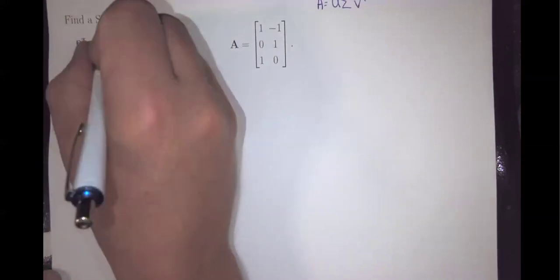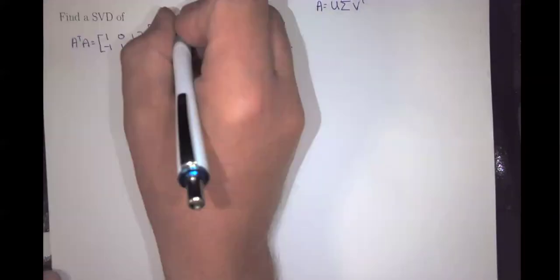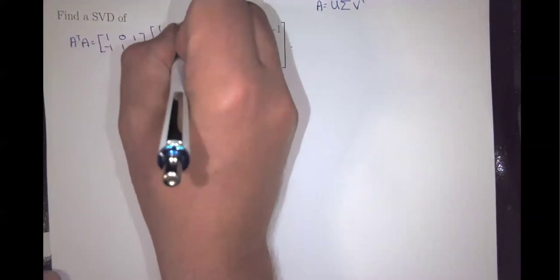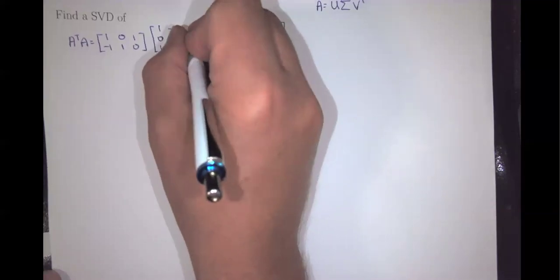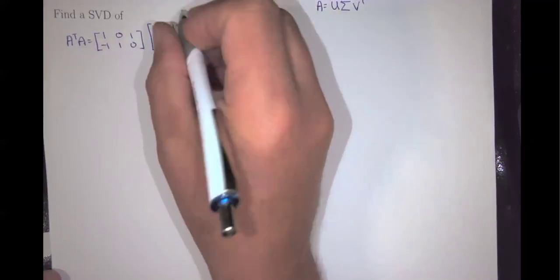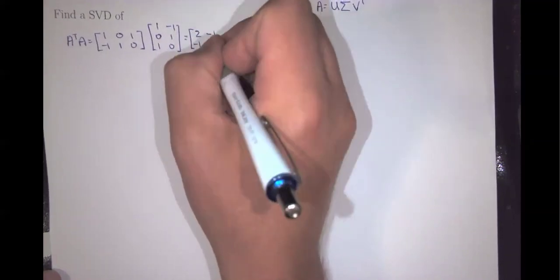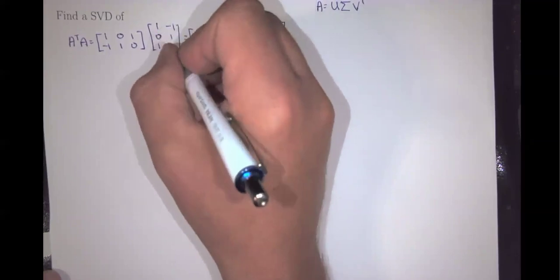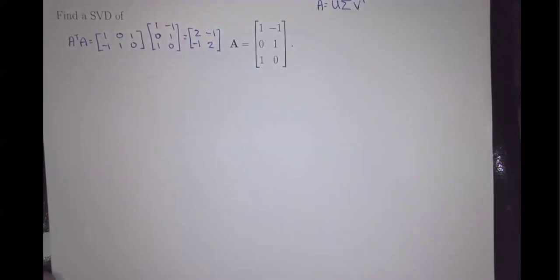A transpose A is going to be [1, 0, 1; -1, 1, 0] times [1, -1; 0, 1; 1, 0], which gives us a matrix. 1, 0, 1 dotted with itself is 2, then minus 1, minus 1 by symmetry, then 1 plus 1 is 2. So 2, negative 1, negative 1, 2.